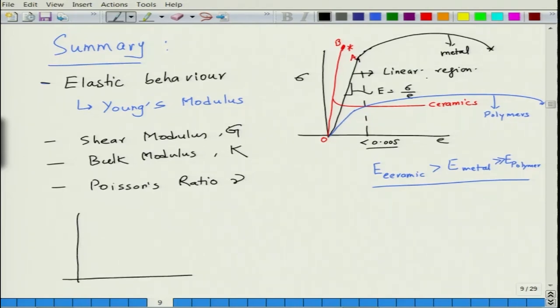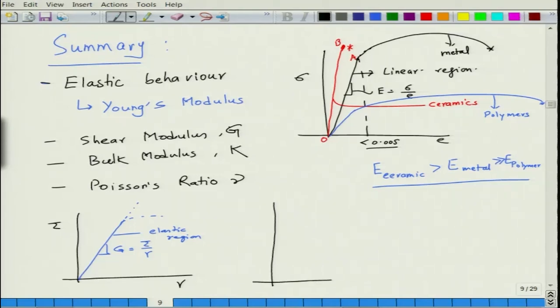This is how you can determine your Young's modulus, but if you wanted to determine shear modulus as a function of shear strain, then of course you have a similar kind of plot as before. So, the slope will be G, which is equal to tau divided by gamma. And if you wanted to plot the same thing for bulk modulus, you can say this is sigma hydrostatic, this is delta V divided by V naught, which is the fractional volume change. The slope of this, K, is equal to sigma hydrostatic divided by delta V divided by V naught.